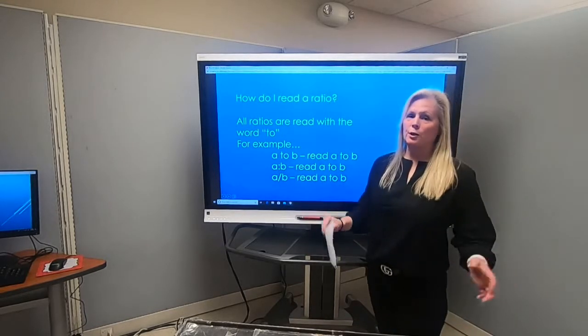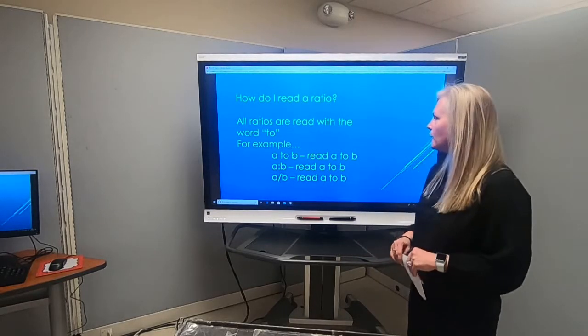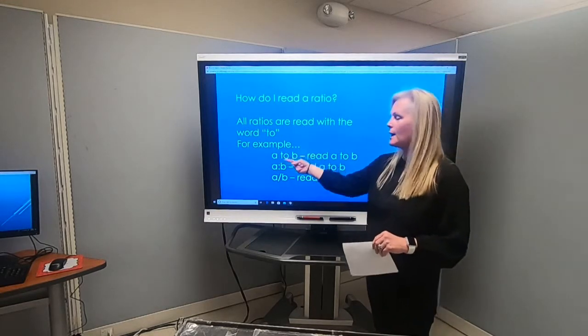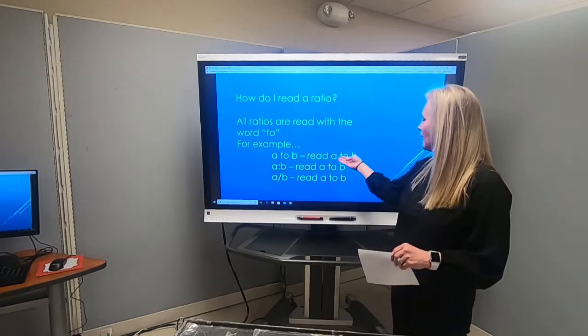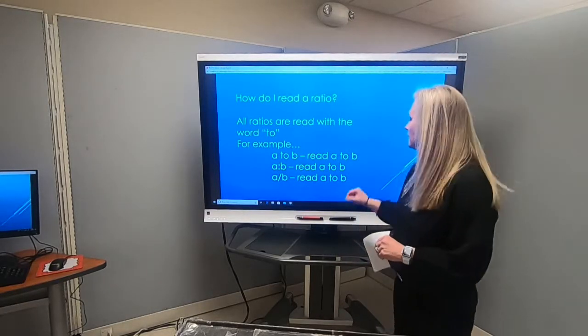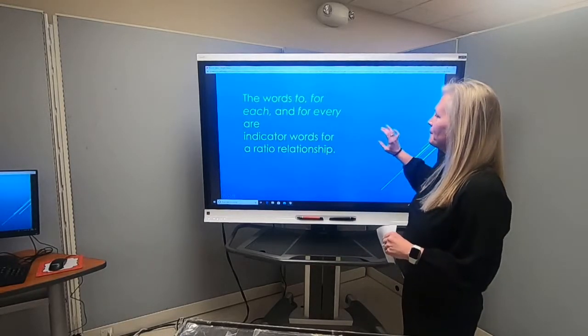How do I read a ratio? All ratios, no matter how they're written, and we just talked about those 3 ways, they're all read with the word "to" in the middle. So obviously, if it has the word "to," then you're going to read it A to B. The colon is also read A to B, and the fraction is also read A to B.